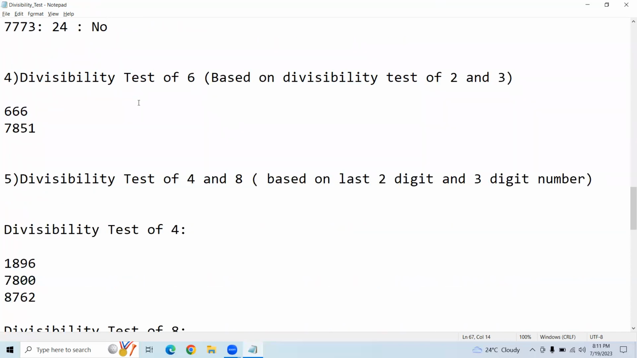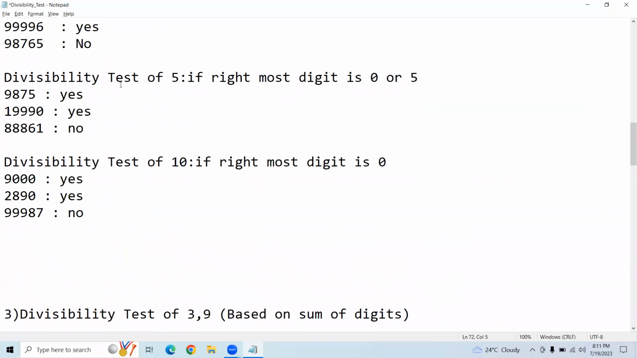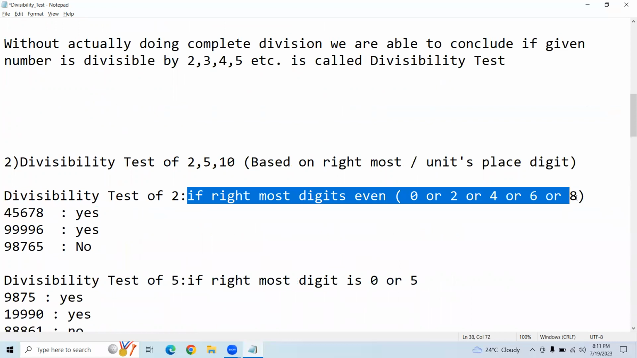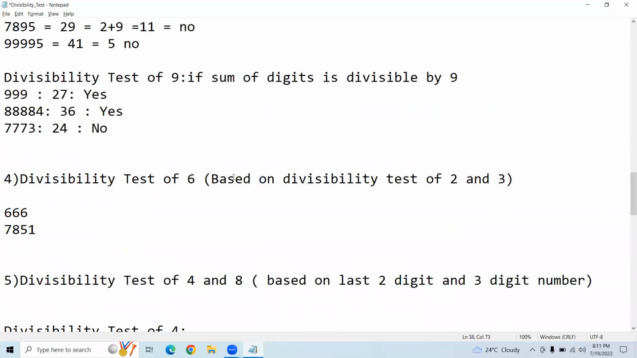Let's look at the divisibility test of 6. You don't need to apply any separate logic for this. Whatever we have done for 2 and 3, only that applies here. You have to check the divisibility test of 2 and the divisibility test of 3. If a number is divisible by both 2 and 3, then that number is divisible by 6. So let's look at 666.